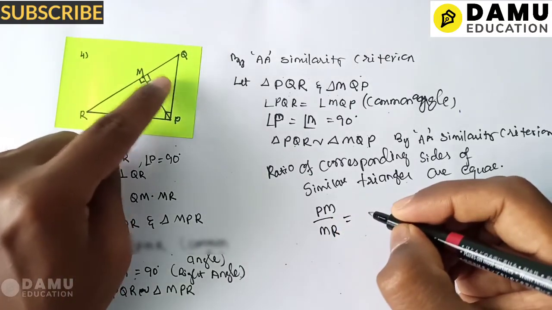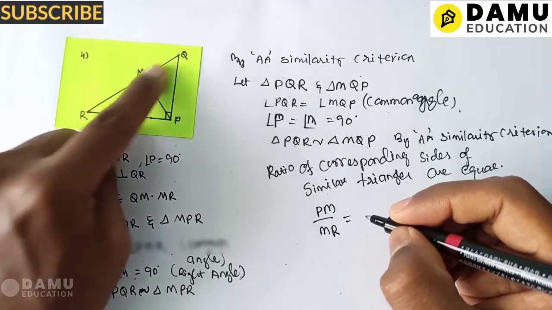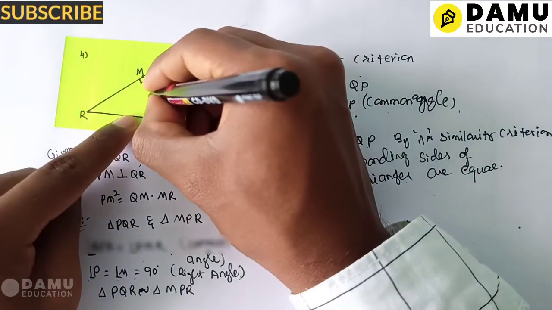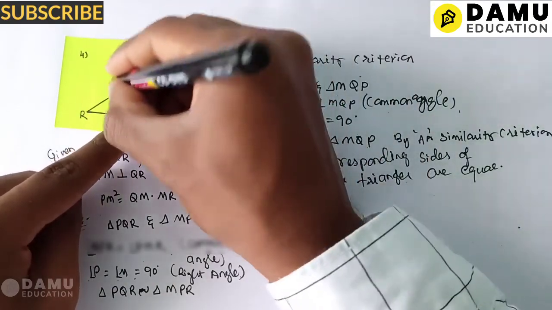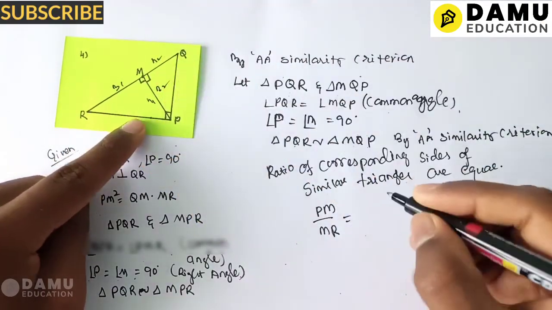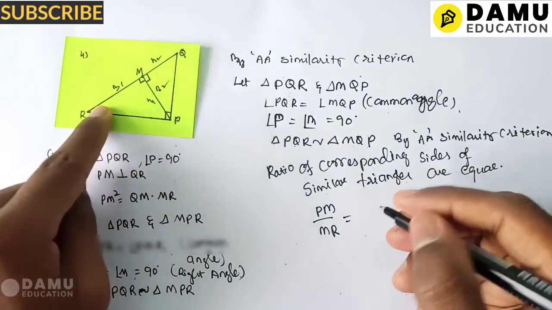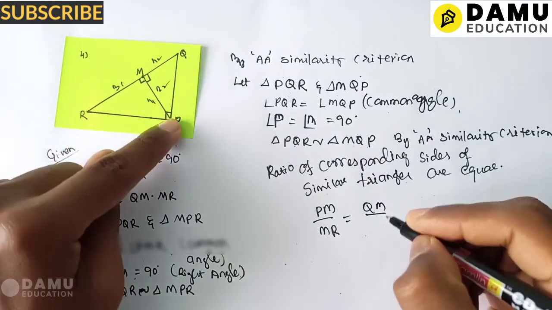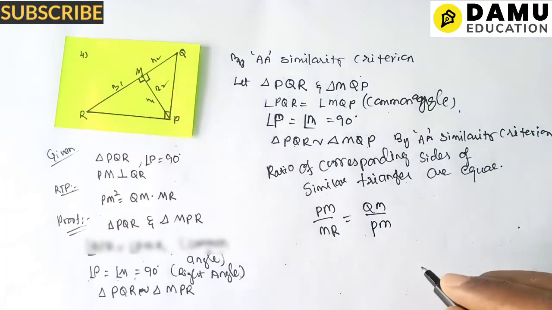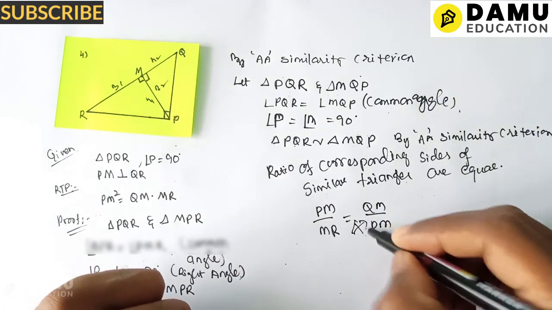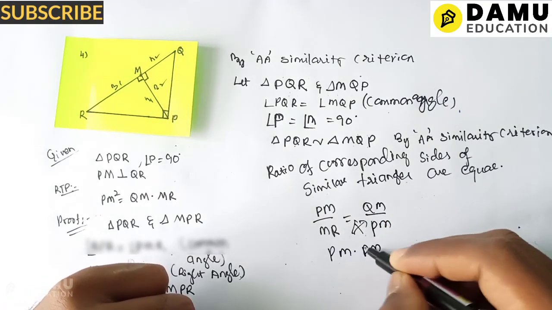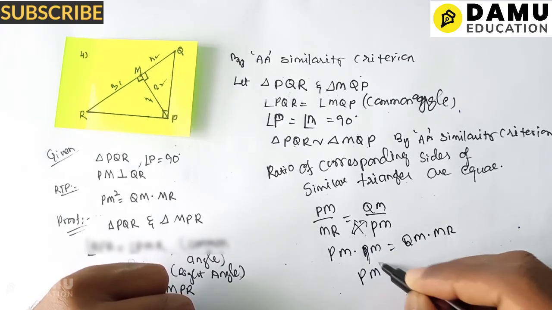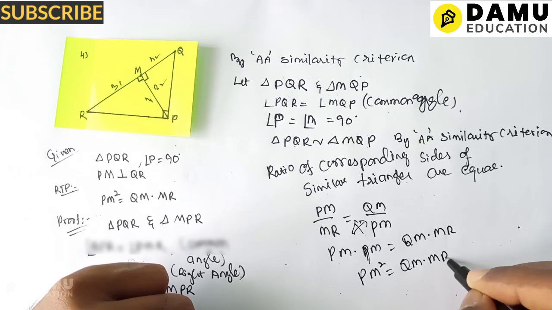In this triangle, you can take QM, because we have taken PM as the height. So in this triangle it is H1, and this is H2, and this is base B1 and this is base B2. PM is the height to the base MR. In this triangle it is QM by PM. So you can cross multiply. What you can write here is PM into PM will be equal to QM into MR. So PM square will be equal to QM into MR.